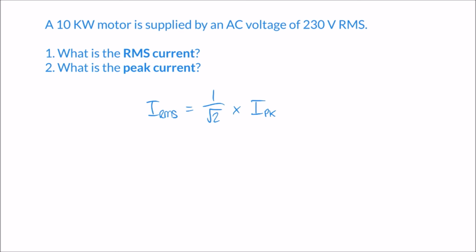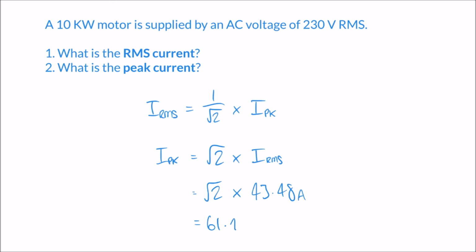But in this case, we don't want to calculate the RMS current. We know the RMS current. We want to calculate the peak current. And so I can rearrange this formula into the form I peak equals root 2 times I RMS. And we can say that that's root 2 times the RMS current, which we've just worked out to be 43.48 amps. And that works out as 61.49 amps. So that's our peak current there.